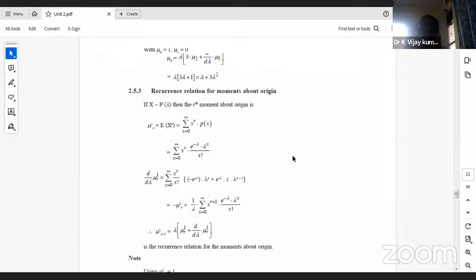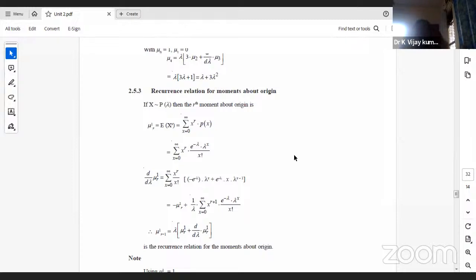Recurrence relation for moments about origin we can also take here. X follows Poisson lambda, then the r-th moment about origin, mu r dash, is E of x power r, which is the summation of x equal to 0 to infinity x power r p of x, that is, x power r e power minus lambda lambda power x by x factorial. Then d by d lambda of mu r dash is the summation of x equal to 0 to infinity x power r by x factorial, of minus e power minus lambda lambda power x plus e power minus lambda x lambda power x minus 1.